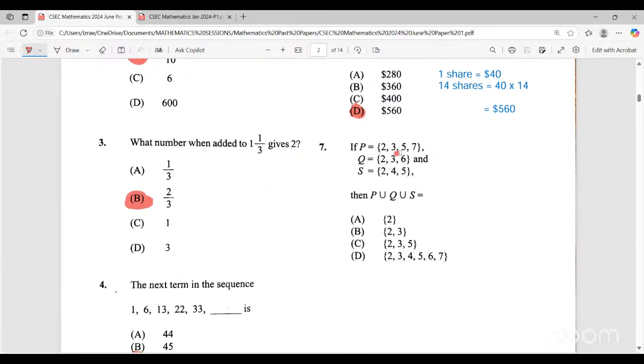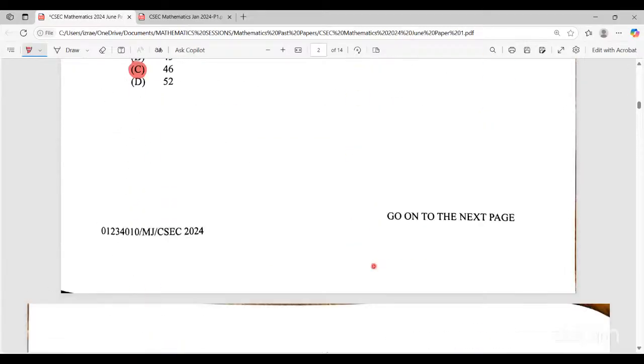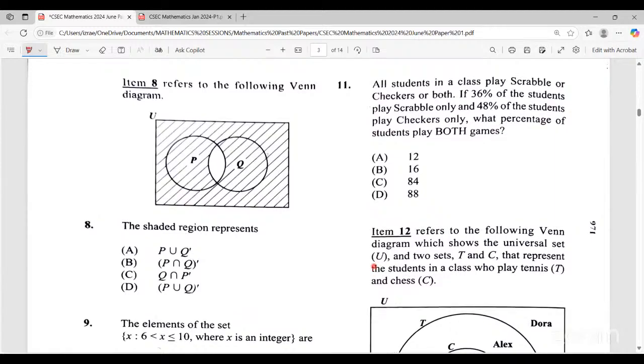Number 7, P is 2357, Q is 236, S is 245. What's P union Q union S? As you know, union means you're bringing everything together. You do not repeat numbers. So when you're bringing this together, you do not put 2 three times. It will just be 2, 3, then 4, 5, 6, and 7. So bringing all of them together, you will get D. So we're doing good so far.